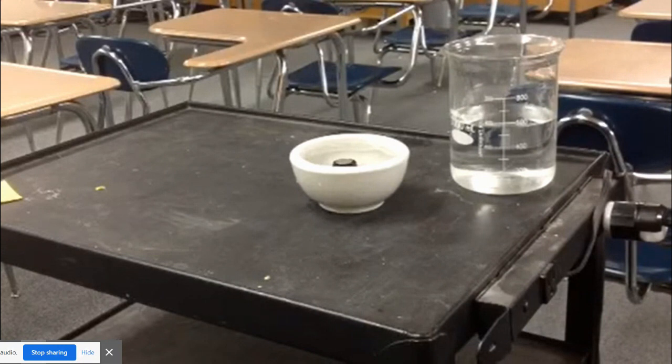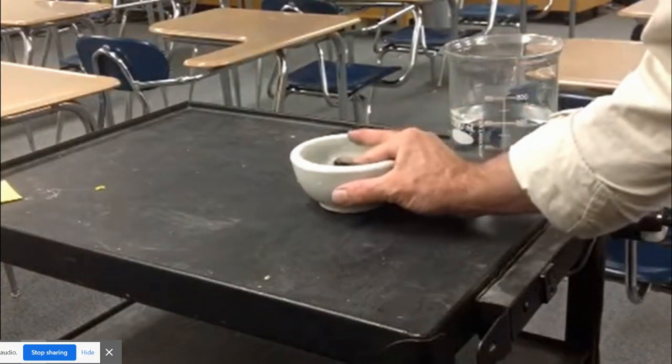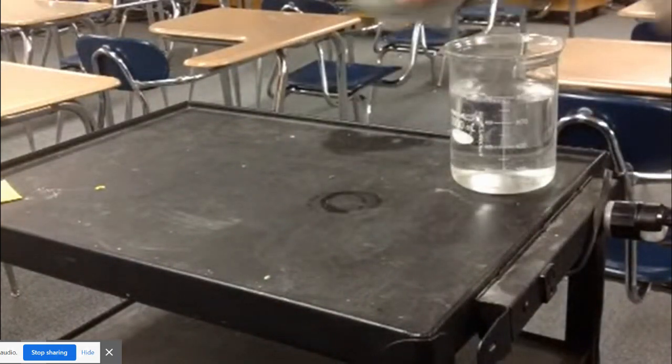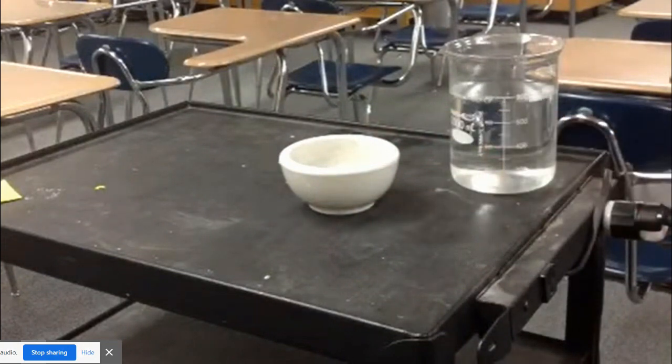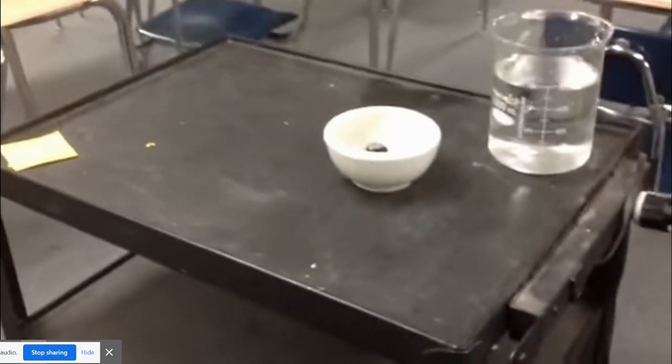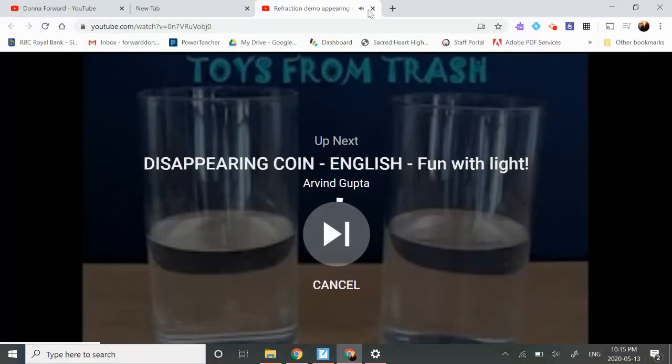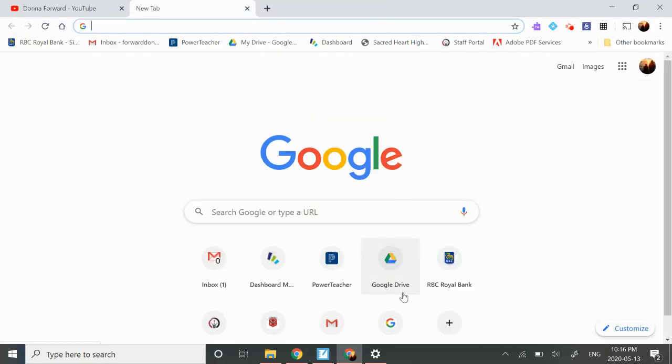Now I'm simply going to pour the water back out of there, and it should disappear again. Now, because it's not being refracted, we can't see it unless we lift ourselves back up to where those light rays actually are. So there's a good example of refraction and a cool magic trick.